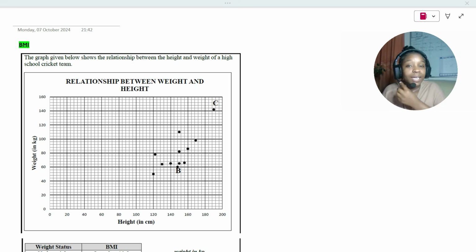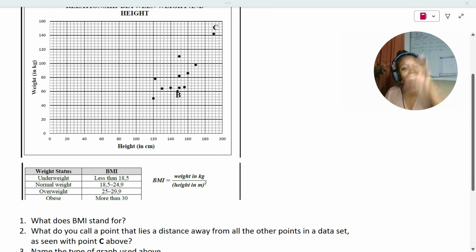So we're still working with BMI. In the previous video tutorial, we mentioned what BMI stands for. It stands for Body Mass Index. And why do we calculate a person's BMI? What's the importance of calculating a person's BMI? It is to determine a person's weight status.